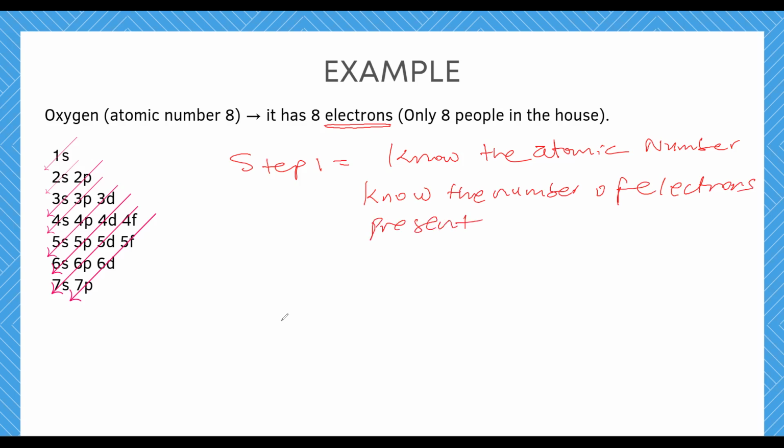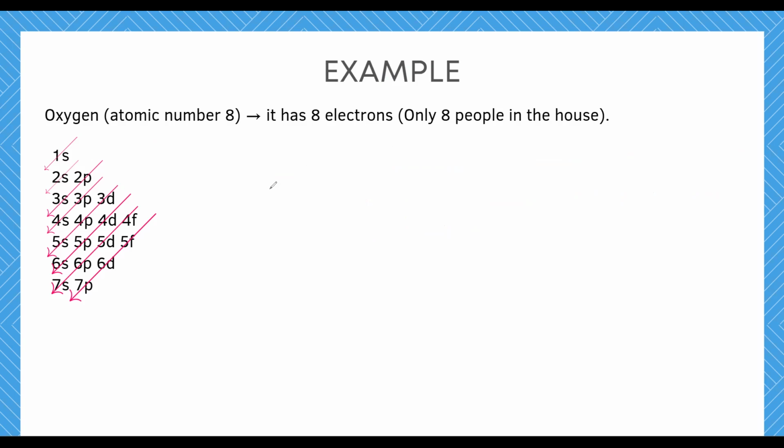Can somebody write down what I just wrote on the screen? Step 1, know the atomic number, which means know the number of electrons that are present. Can you write that for me? If you've written that down, let me know. Done. Good, very good. So now, step number 2 is to write down the electronic configuration.